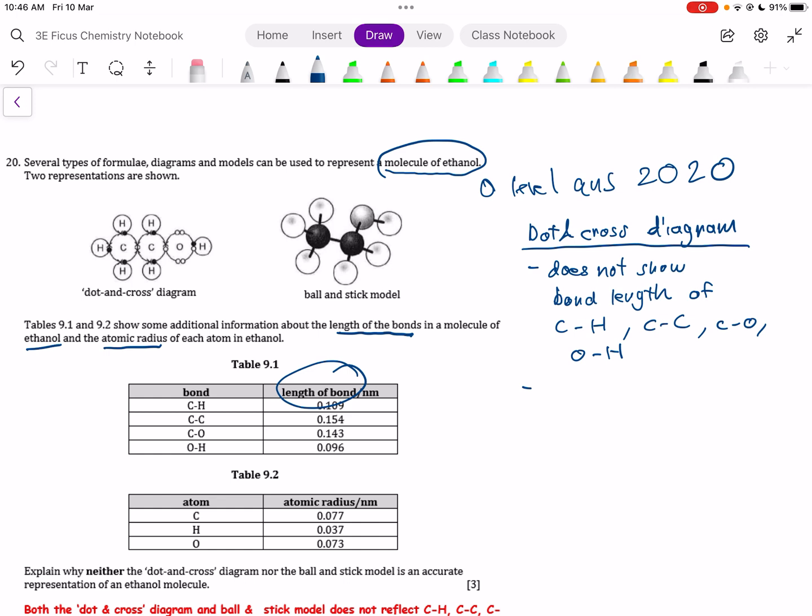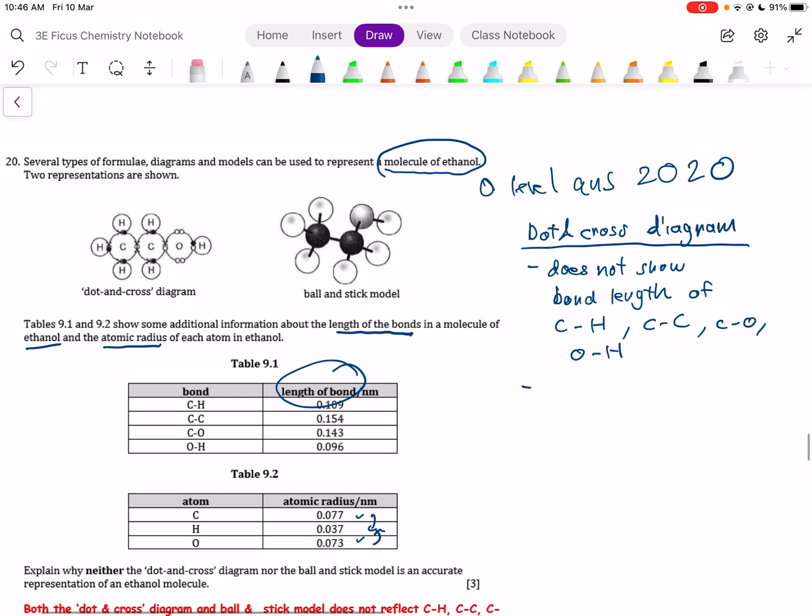Then let's look at the atomic radius. This one, I think to a certain extent it shows, because carbon and oxygen are bigger, right? If you compare to these two, it sort of shows. So that's why for this one I didn't comment. It sort of shows the atomic radius.